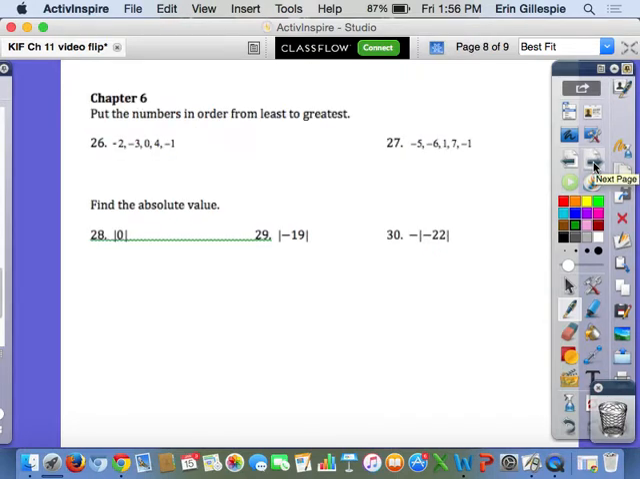All right, chapter 6. Put the numbers in order from least to greatest. Key here would be thinking about your number line. Remember, 0 is our comparison, doesn't have a sign, it's not positive, it's not negative. Numbers to the right of 0 on the number line are positive. As you move to the right, numbers are getting bigger. Numbers to the left of 0 on the number line are negative. As you move to the left, numbers are getting smaller.